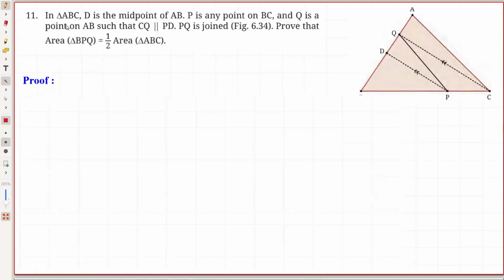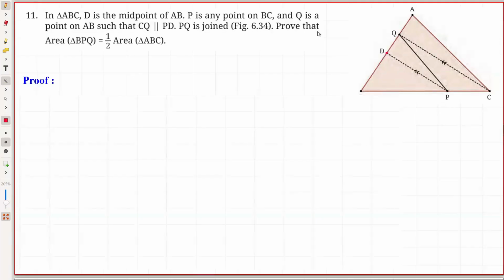Right, it's question number 11. In a triangle ABC, D is the midpoint of AB, which is given. P is any point on the side BC. Then Q is a point on AB such that CQ is parallel to BD, given. Now PQ is joined. The diagram is given.